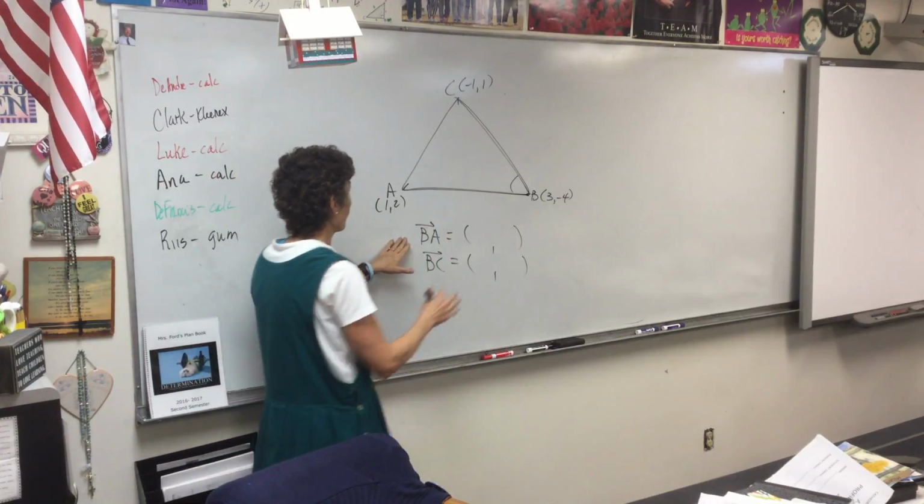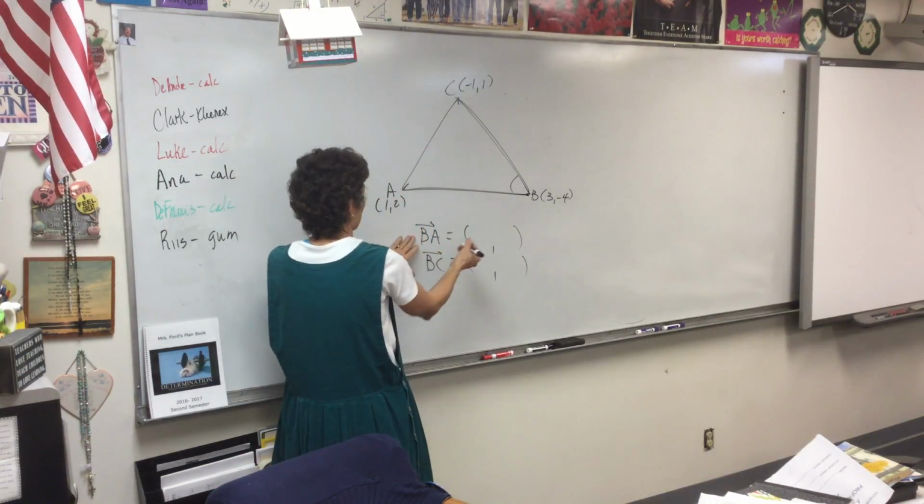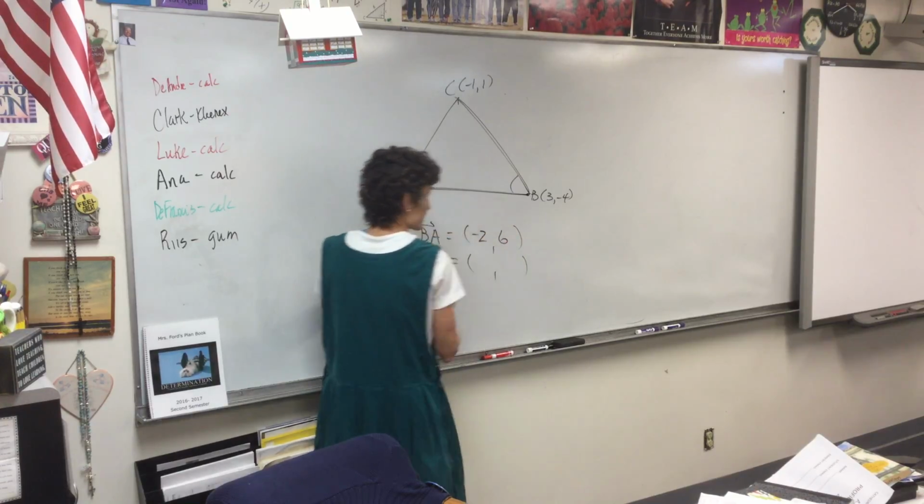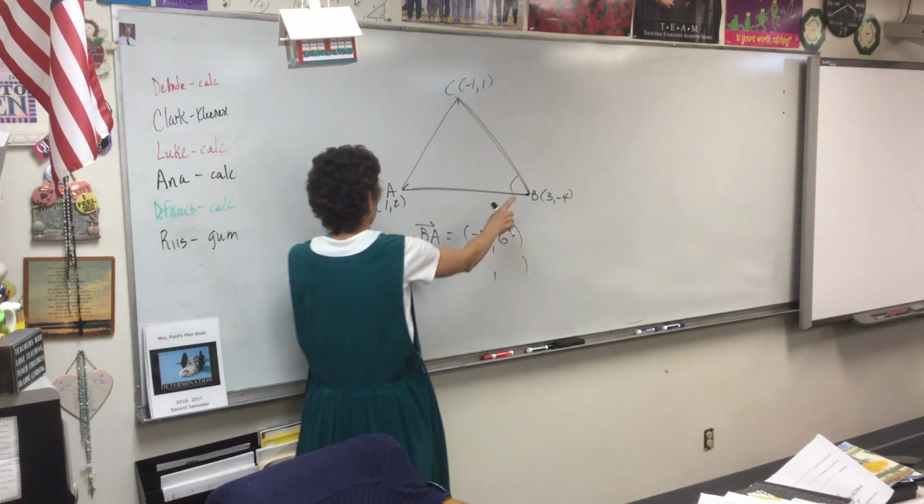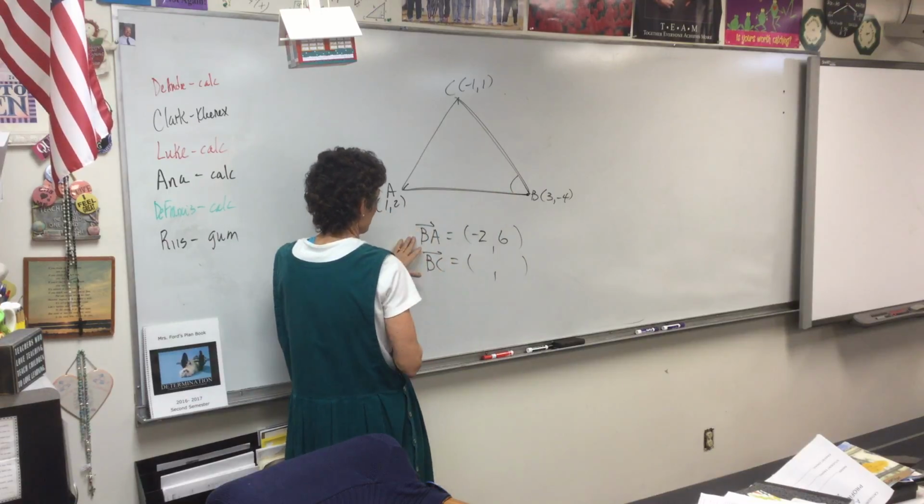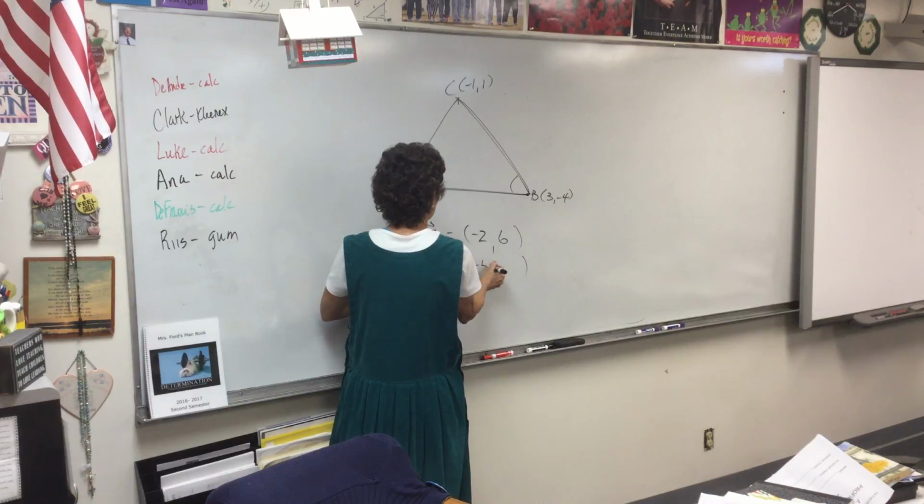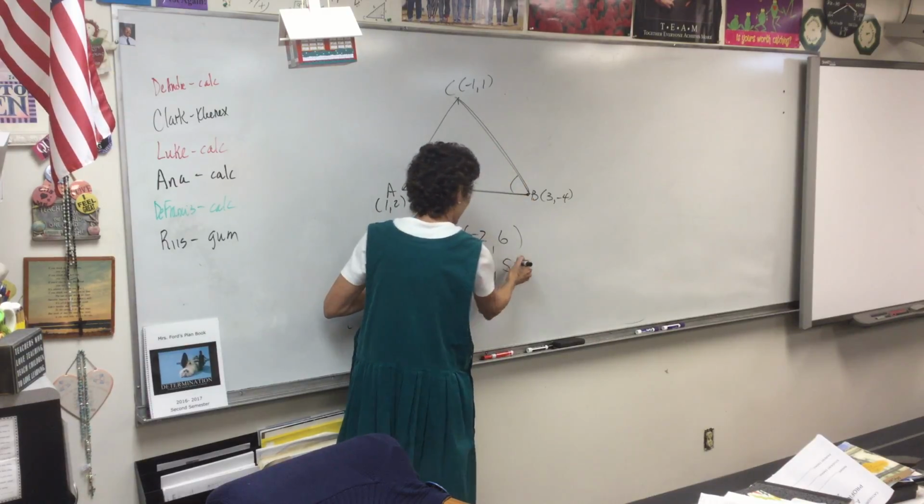All right, so what are the coordinates of BA from B to A? -2, +6. Yep, we're going from 3 to 1, from -4 to 2. Good. Now, what about B to C? -4, +5.